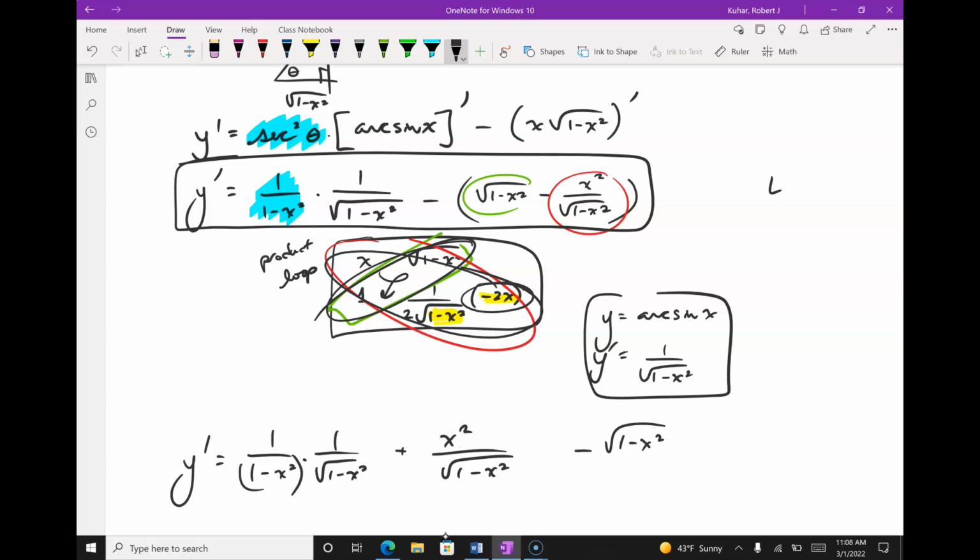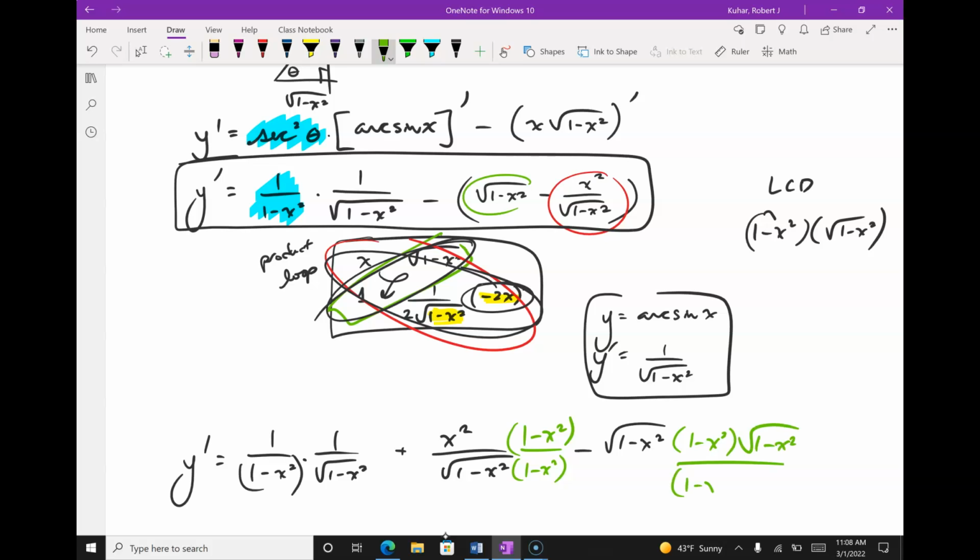Right, so real quick on the side, I know my LCD is 1 minus x squared times square root of 1 minus x squared. Of course, that's 1 minus x squared to the 3/2 power, but I'll deal with that at the end. So I need here 1 minus x squared over itself, of course. And here I need a 1 minus x squared and the square root of 1 minus x squared all over itself. Calculus is done. Algebra hell begins.